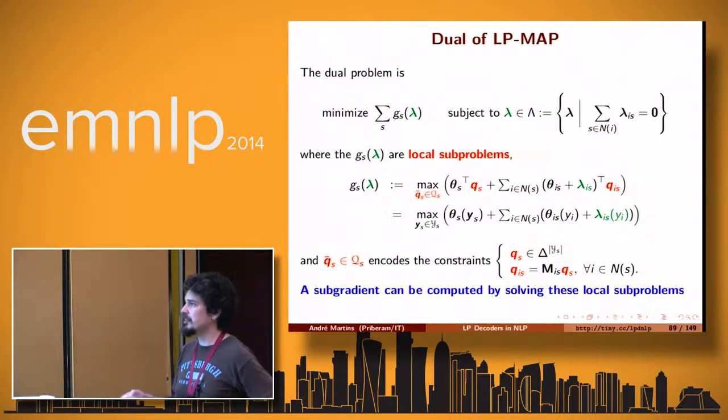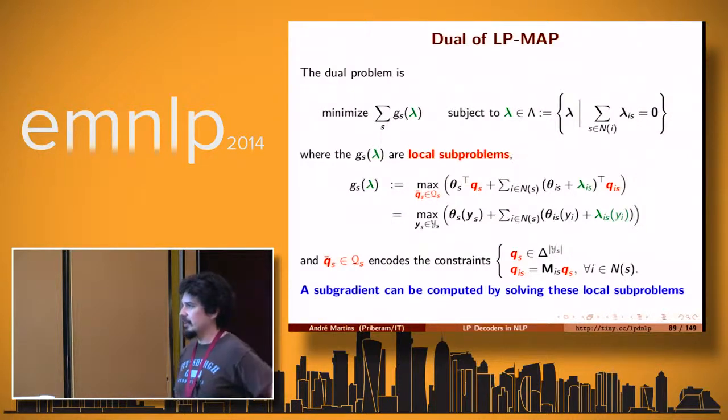Okay, so the dual program looks like this, where these functions G_S of lambda are regarded as local subproblems. These functions are local to the factors, and they have this form. You want to maximize over Q_S something that involves the factor log potentials, and this sum that involves the potentials on edges plus the Lagrange multipliers. We can regard this term as penalties that we are introducing to try to make all copies agree with the original variables.